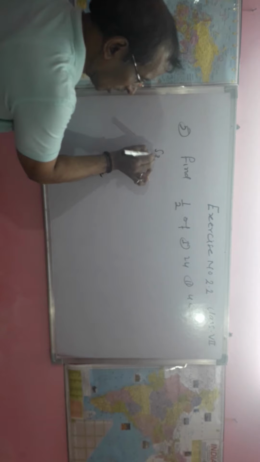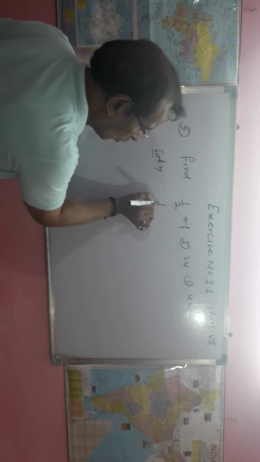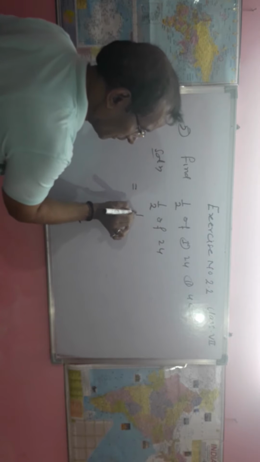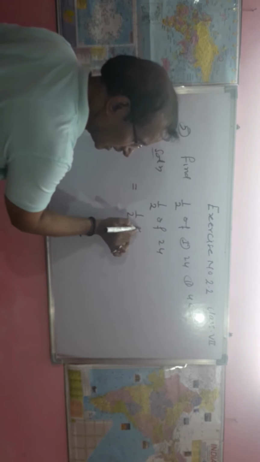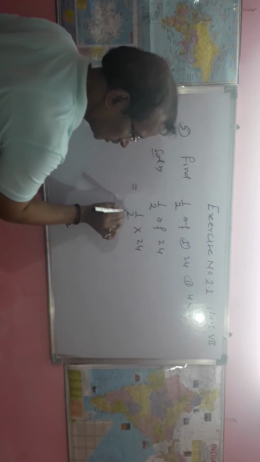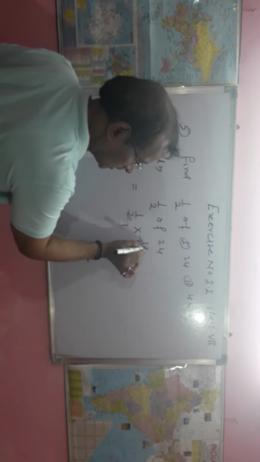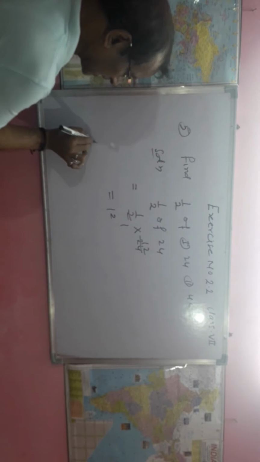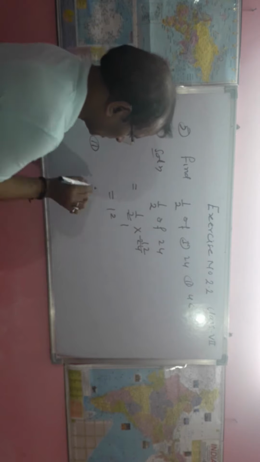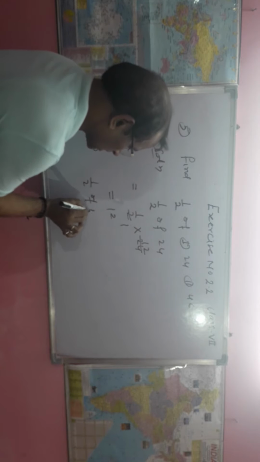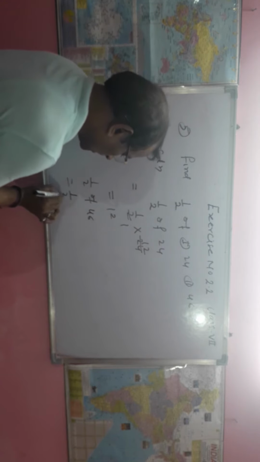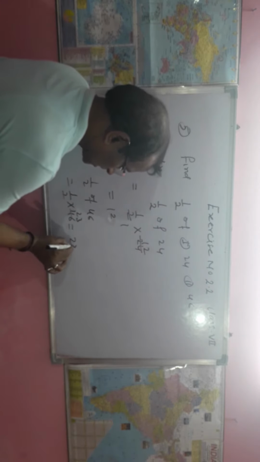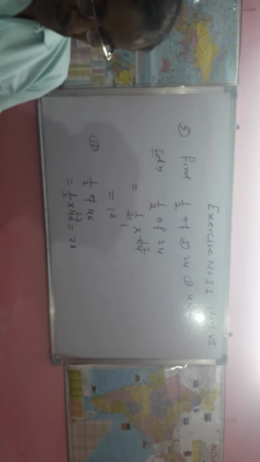Now we will solve it. Solution: 1 upon 2 of 24. 1 upon 2 of means multiplication by 24. 2 ones are 2, 2 twos are 4, we get 12. Like the second part, we can solve it. 1 upon 2 of 46 is equal to 1 upon 2 multiplied by 46. We get 23. The answer is 23.